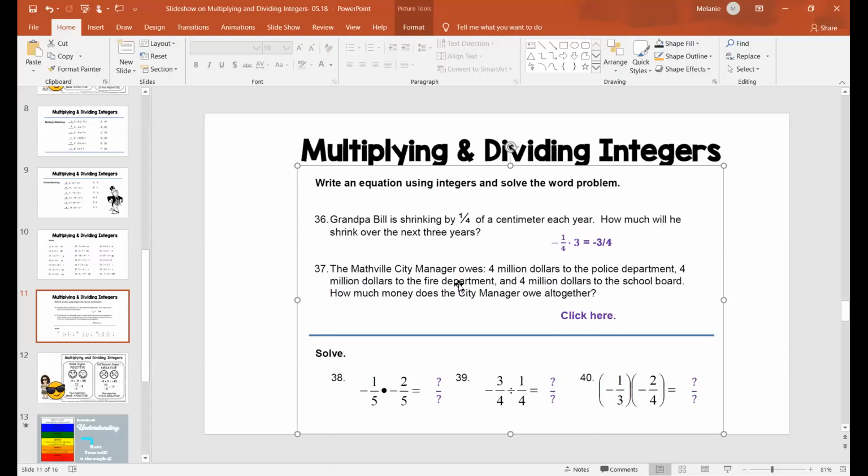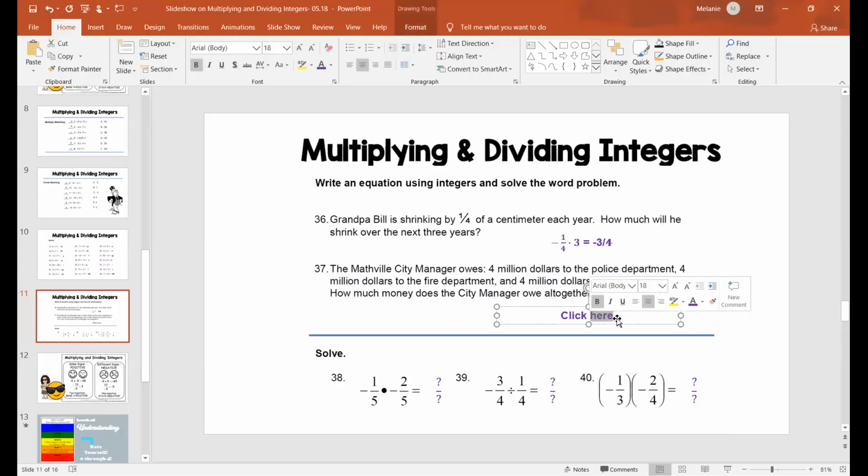The Mathville city manager owes $4 million to the police department. Already I'm thinking of this word owes. Owes is debt. That's negative, okay? So I'm already thinking -4 million. I'm going to use the word million because I don't want to have to write all those zeros. 6 zeros though. Remember that always. Okay, $4 million to the what? This guy owes so much money. $4 million to the police department, $4 million to the fire department, and $4 million to the school board. How much money does he owe all together?